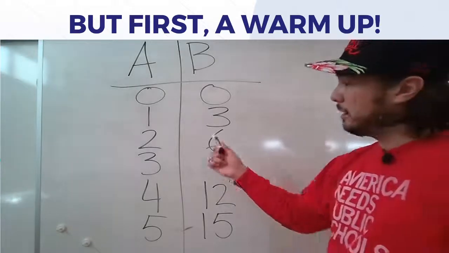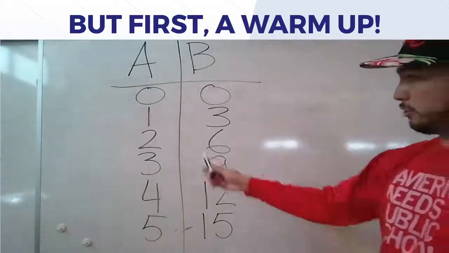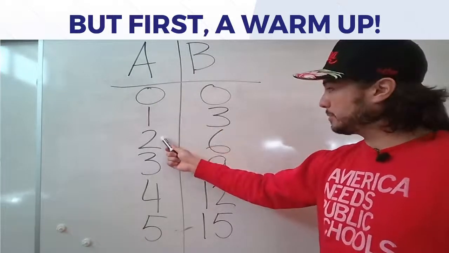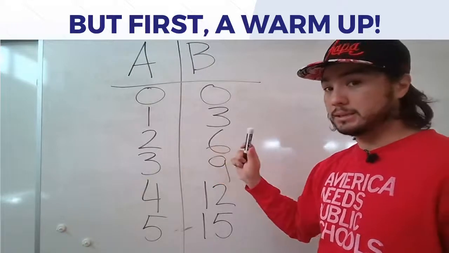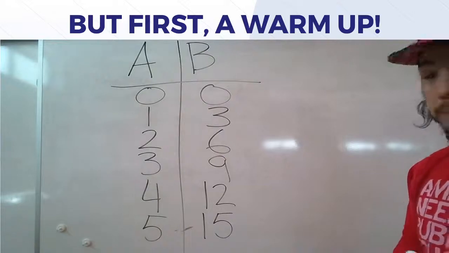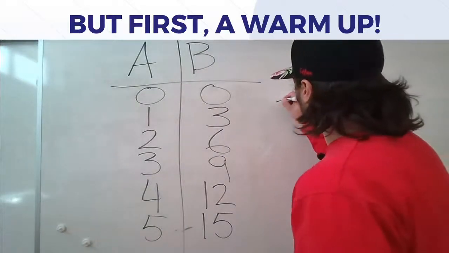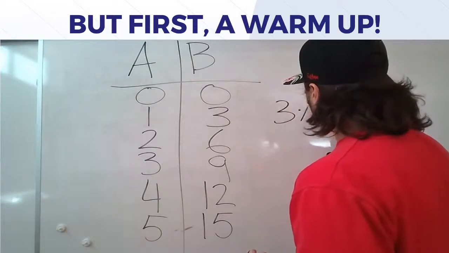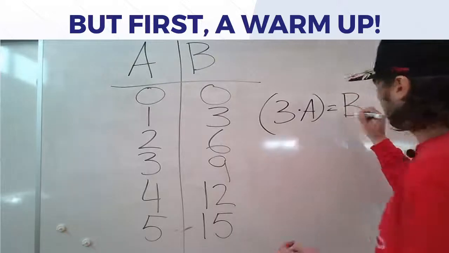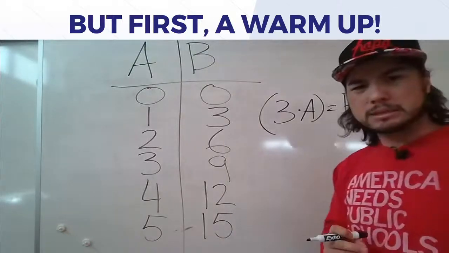Are we saying that B is 3 times as much as A? So if we do 1 times 3, we get 3. 2 times 3 to get 6. 3 times 3 to get 9. Absolutely. So what we can say, if we were to write this as an equation, would be 3 times A, or 3A, equals B. Okay? Are there any other ways we could write this?